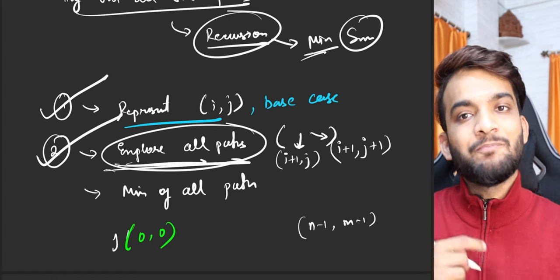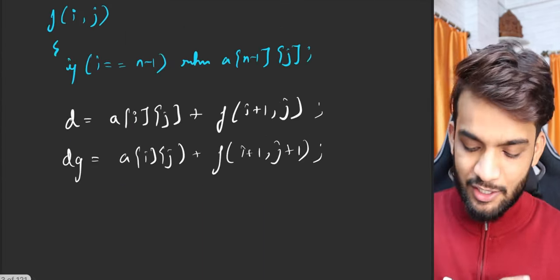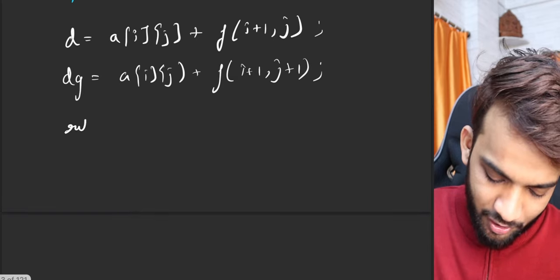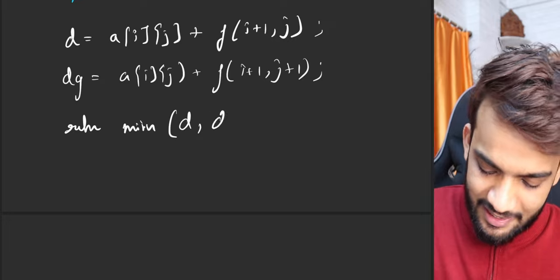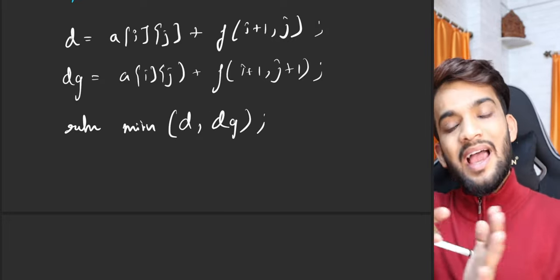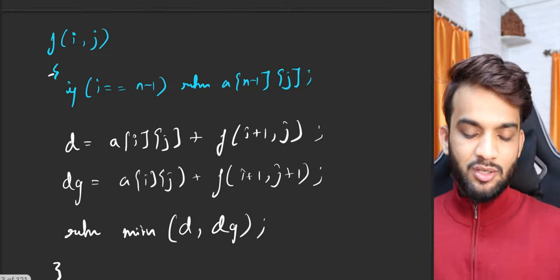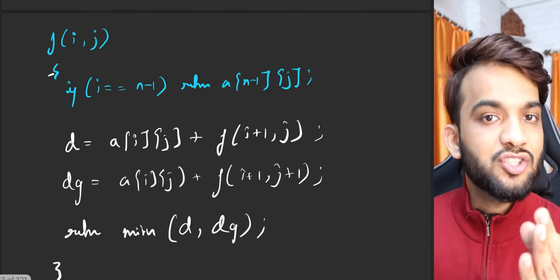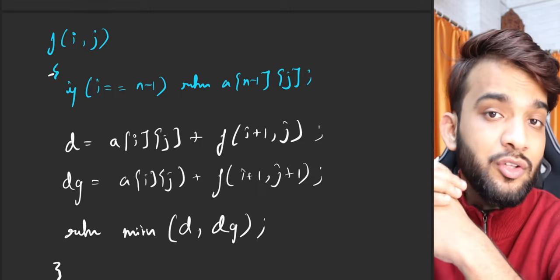Explore all the paths. What is the third step? Minimal of all the paths. Yes. So can I say I will return the minimal of D and DG, which is down and diagonal. So I can just complete the function. This is how the recurrence will be. Pretty straightforward, right? So we have written down the recurrence.